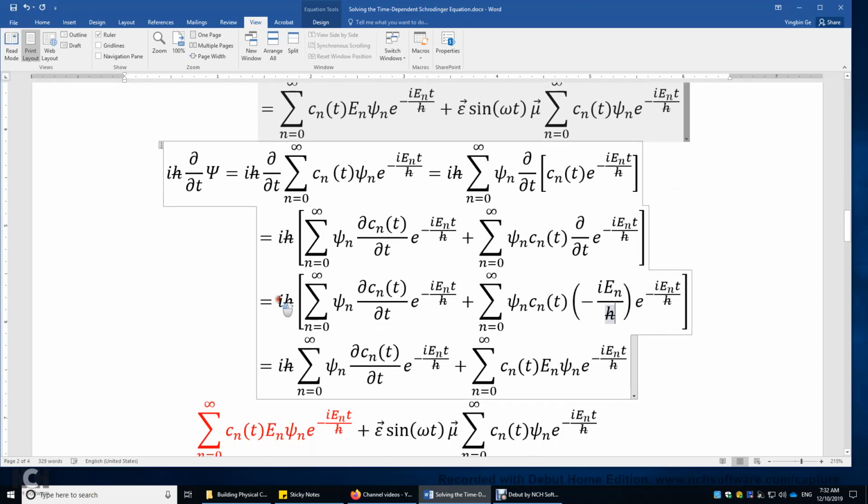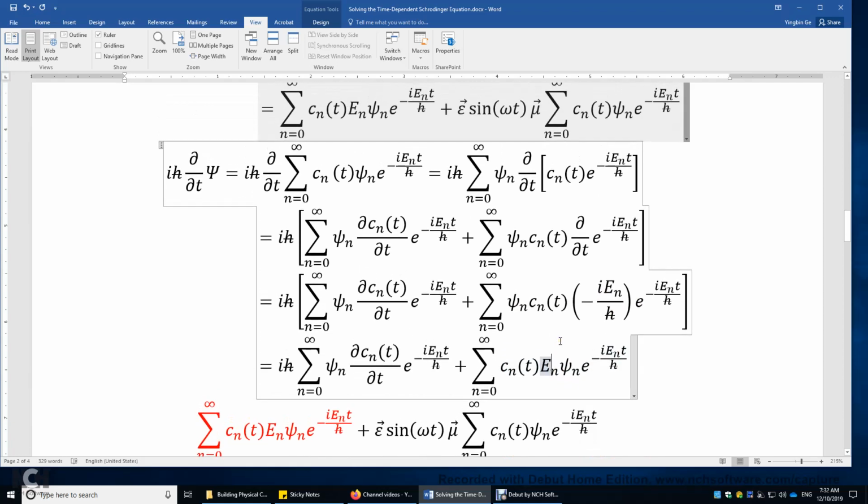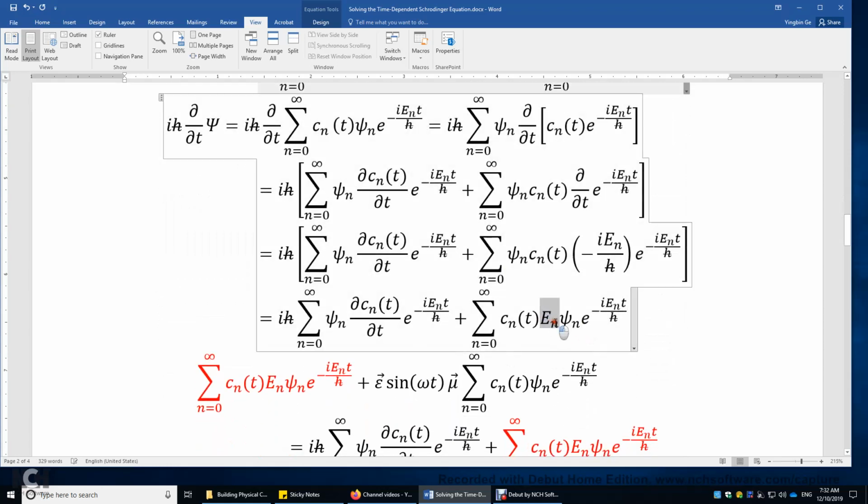And then over here we have i h bar in front of this square parenthesis. i h bar times negative i over h bar, they cancel. So really in here we have just the original wave function multiplied by e sub n. And if we compare the left-hand side and the right-hand side, they both contain this term. Over here, you have e sub n times the original wave function. Over here, e sub n times the original wave function.